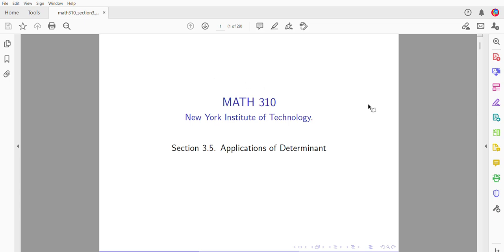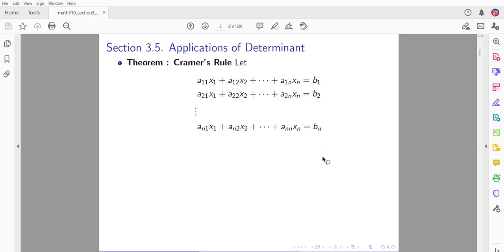Welcome back. Section 3.5, Applications of Determinant. This is a very small section. Chances are you have seen this particular application in your course in differential equations. In case you haven't seen it there, here it is. It's called Cramer's rule.